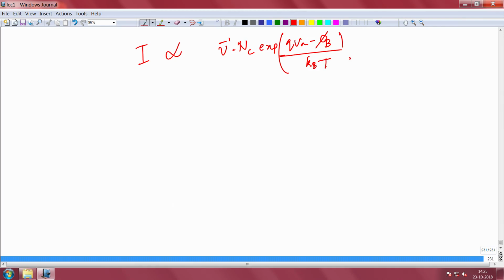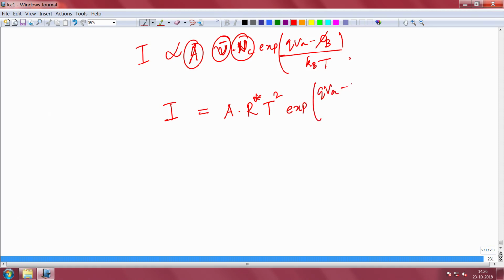So, you will club down the velocity, and you will club down the density of states. It has a lot of temperature dependence, this also has a lot of temperature dependence. And of course, it will depend on the area also, the area of the diode or the device. So, eventually it will look like A, area, into some constant called the Richardson constant times T squared, exponential of (qV_A minus phi_b) by K_BT. It will look like that, except that you have to subtract 1.